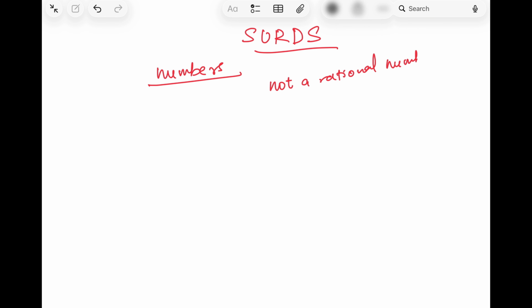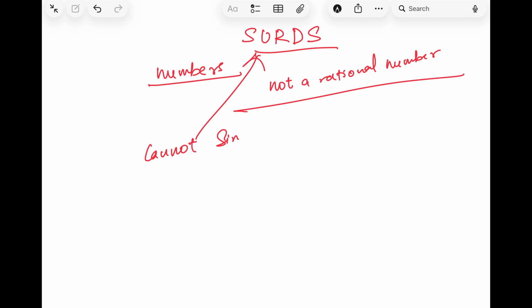This is in a mathematical way. In simple way, a number whose root is not possible to find out, that becomes a surd. We can also say that the surd is a root that cannot be simplified into a whole number. So when you cannot simplify something into a whole number, that becomes a surd. Okay, so now we will take up some examples which are surds and which are not. We will try and understand that first, right?